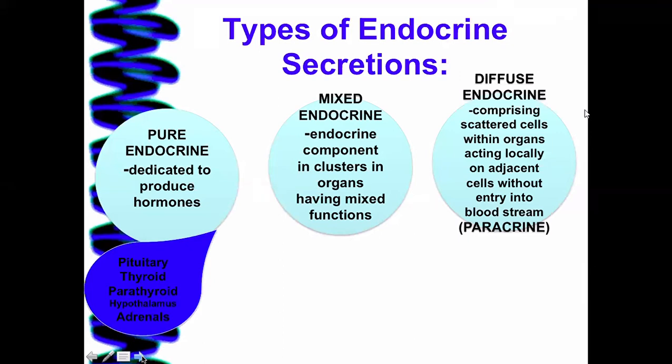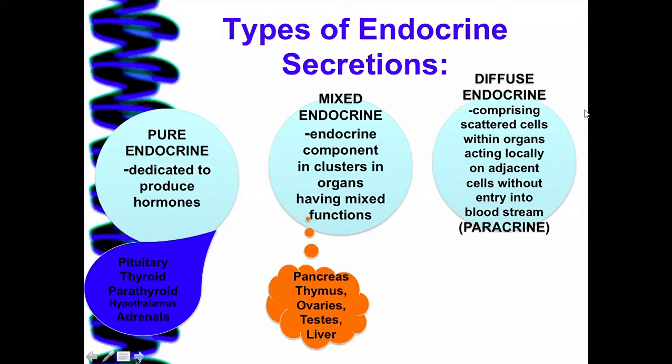How about the mixed endocrine? So there are also mixed endocrine glands, meaning endocrine components in clusters in organs having mixed functions. So they are the organs na hindi lang endocrine, may other functions pa sila. Examples are the pancreas, thymus, ovaries, testes, and liver. So these are the mixed endocrine glands.